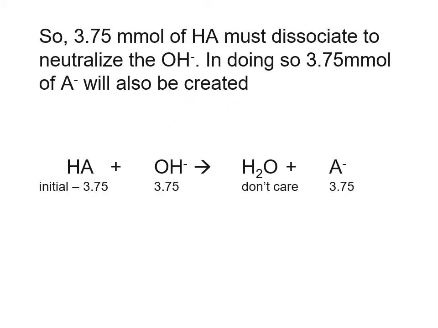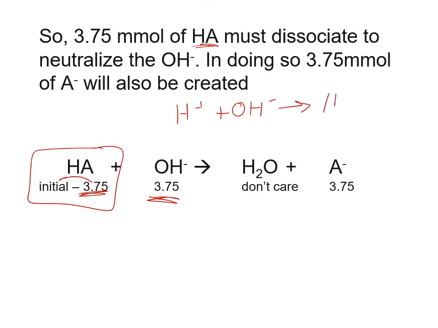So there's 3.75 millimoles of HA that have to react with this OH-. If you think of this HA, we had a bunch of it to start with. We've added in 3.75 millimoles of this OH-, and so they're essentially going to be subtracting 3.75 millimoles of the acid in order to neutralize. So those hydrogen ions from the acid will react with the OH- ions, and they're going to form water. That's our neutralization. So whatever amount of OH-s we add in, that's how many hydrogen ions have to be taken away from our weak acid.